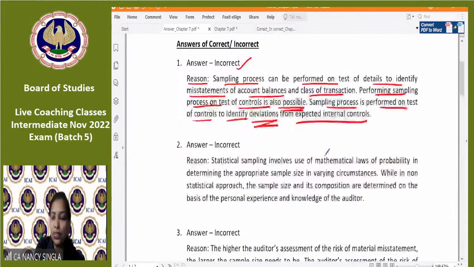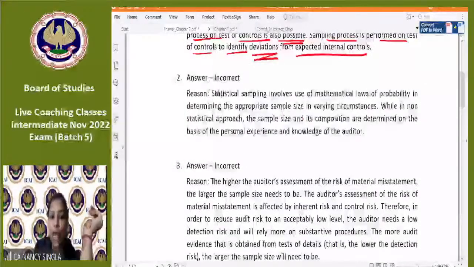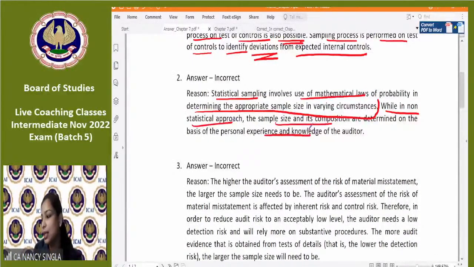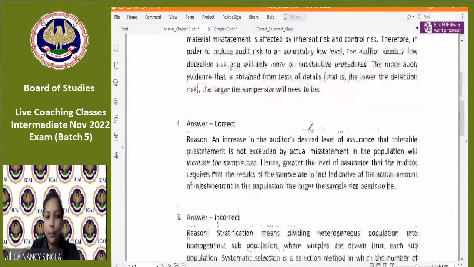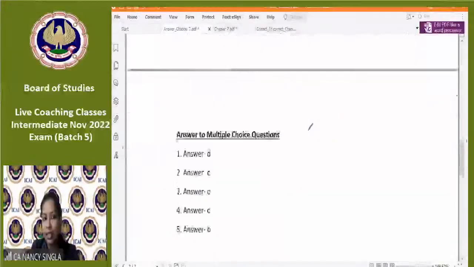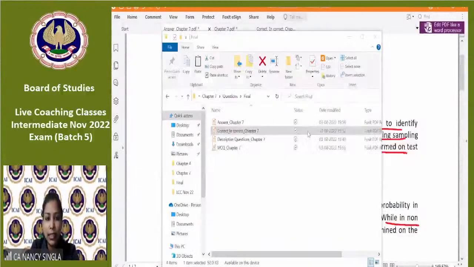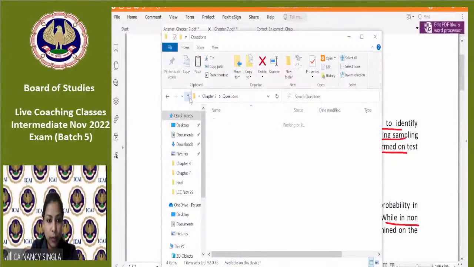पहले तो just rectify that statement. तो statistical sampling involves use of all these things. ठीक है. And since the word non-statistical was used, write a line about non-statistical also. Your reasoning is done. Clear? So I have given answers of multiple choice question, descriptive also. Before ending the session, I want to discuss one more thing with you.